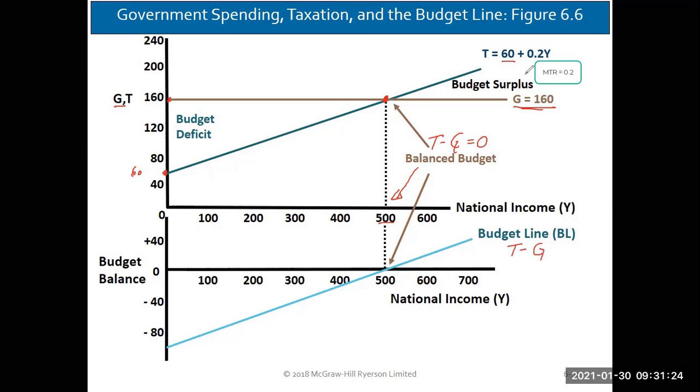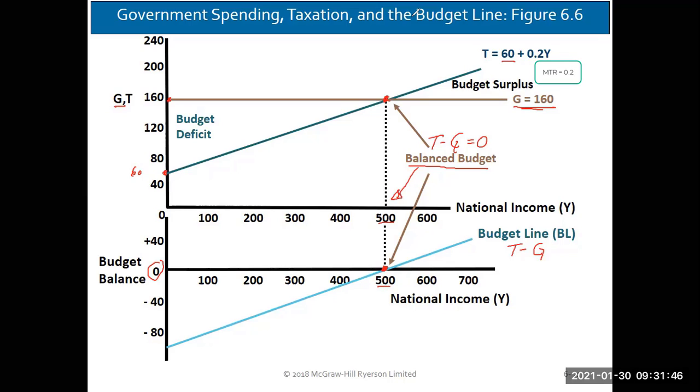So all we did was take the tax line from above and subtract government spending. So it shows balanced budget right here where I drew it, as well as down here, because this is showing that the budget line is 0 at that equilibrium income level of 500.